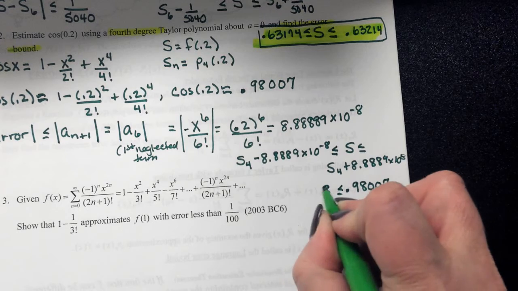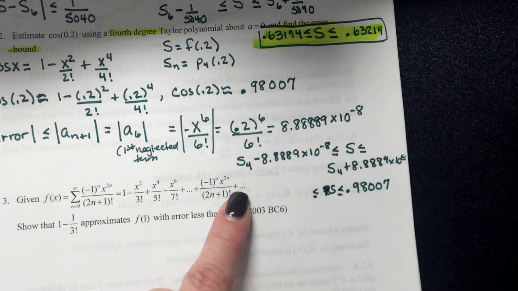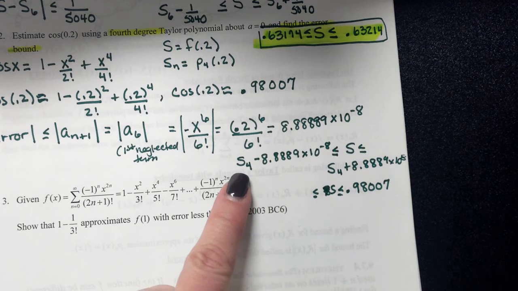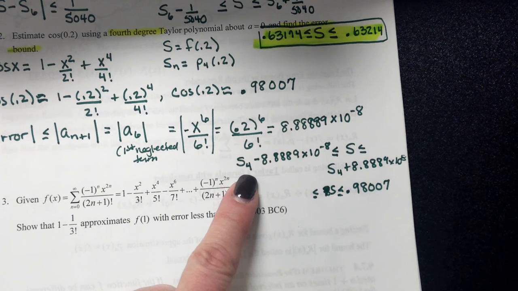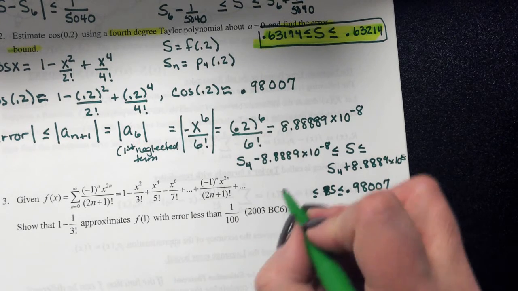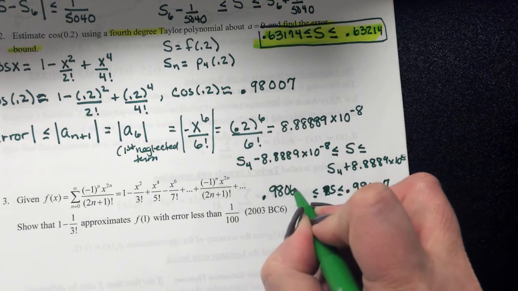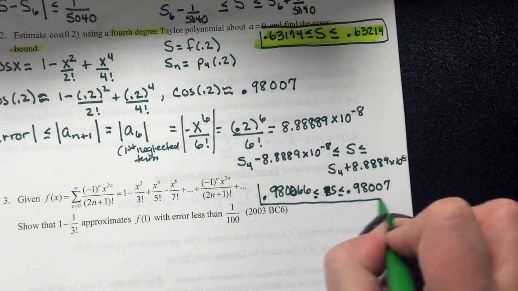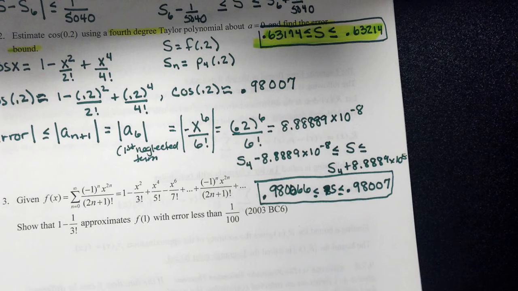Less than or equal to S, less than or equal to 0.98007 minus the 8.88889 times 10 to the negative 8th. So 0.980066. So you can see how close these Taylor and Maclaurin approximations are to the actual value of the functions. Some of these remainders are really small. Like I said, you'll have to take these decimals out a lot further if they're really, really close.